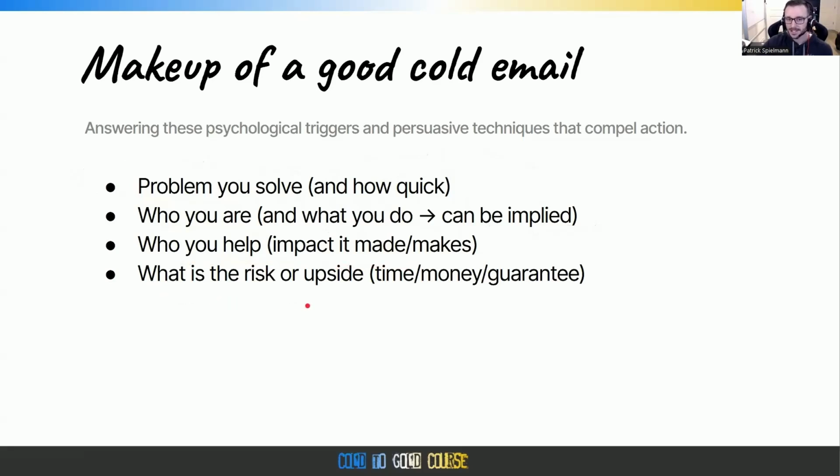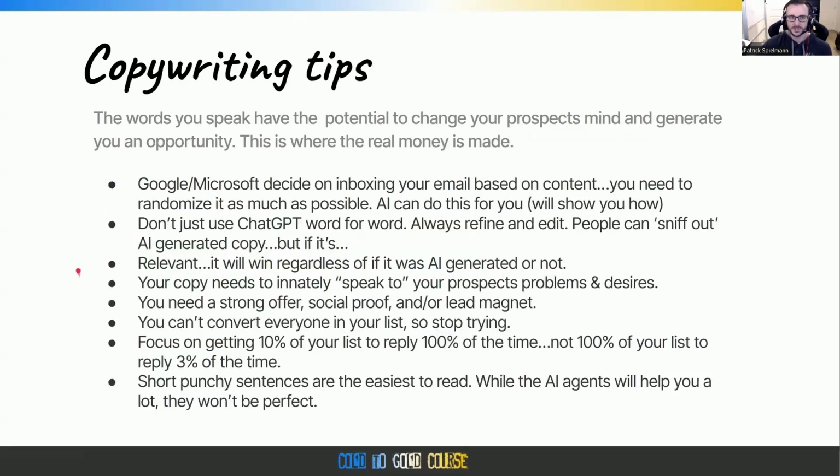And then what is the risk or the upside? What timeline could they expect a result? Can they make money? Can they save money? And if you have a guarantee, these are good things to make sure to always include in your emails. I see a lot of bad copy out there. Obviously, it's starting to get better. There are more and more tools that are helping with that, but those are some good tips.